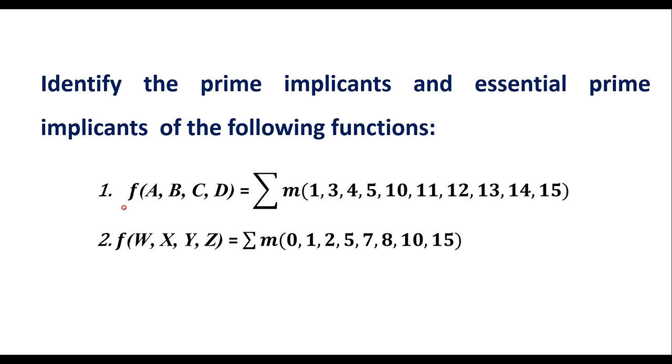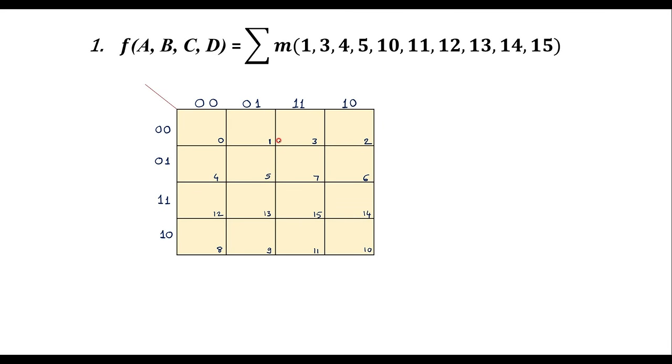Let me consider the first function. So this is the first function. I will simplify this using K-map. Here the variables are A, B, C, D. That is, it has got 4 variables. So we need a 4 variable K-map. That is a 16 cell K-map. This is a 4 variable K-map.